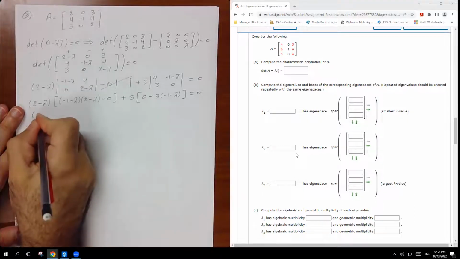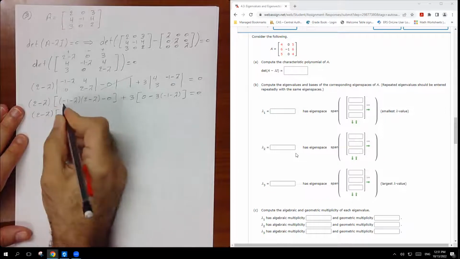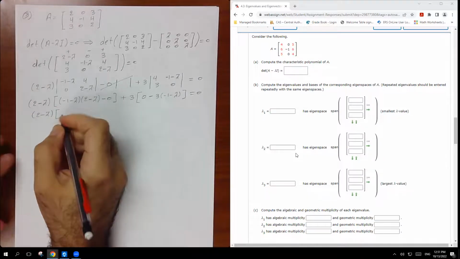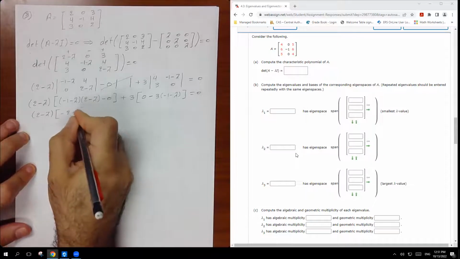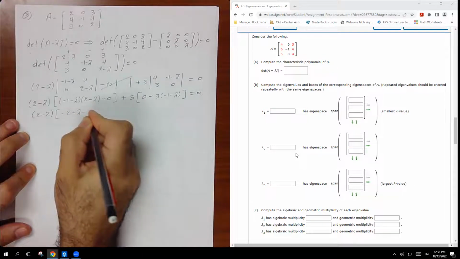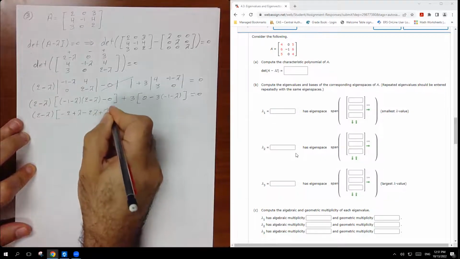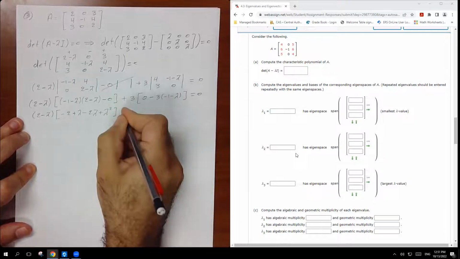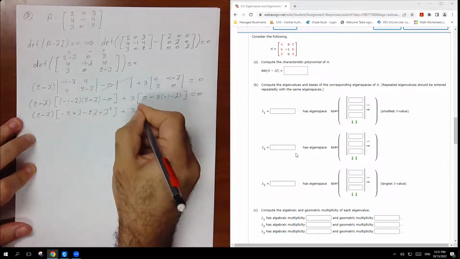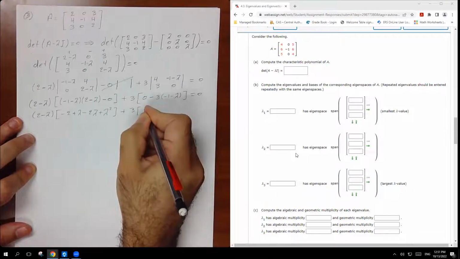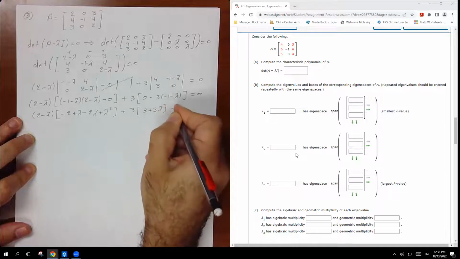So here is 2 minus lambda, and on this side, we're gonna distribute. So it's going to be -2 plus lambda minus 2 lambda plus lambda squared. And here is a plus 3. We're going to just distribute this one. It's 3 plus 3 lambda equals 0.